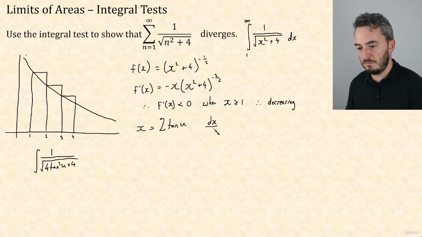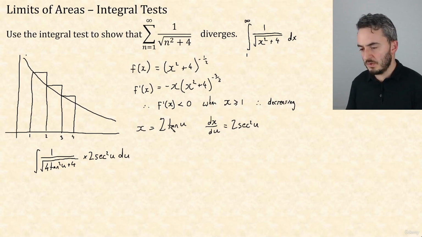So dx by du is 2 sec squared u. So I replace my x with 2 sec squared u du. Now I need to sort out my limits, but I'm actually going to be a bit sneaky here. The limits are a bit of a nightmare if you convert them into u. So I'm not going to do that.